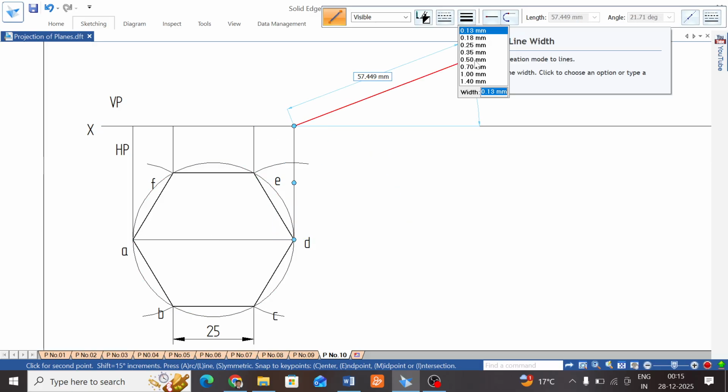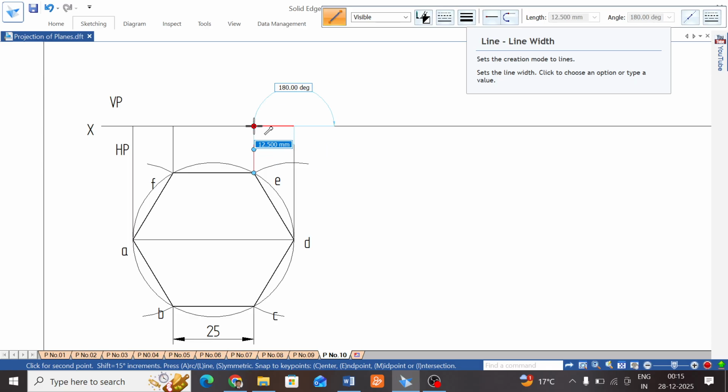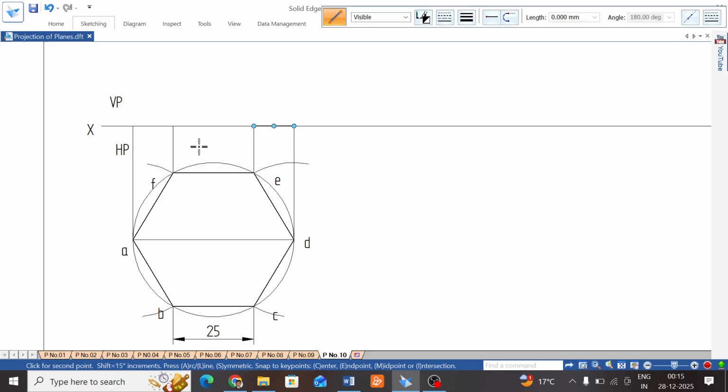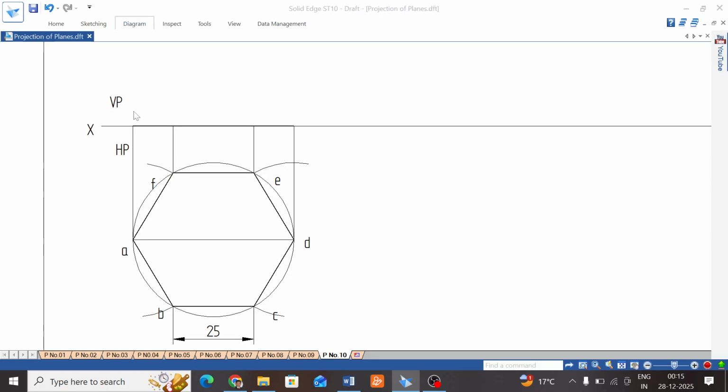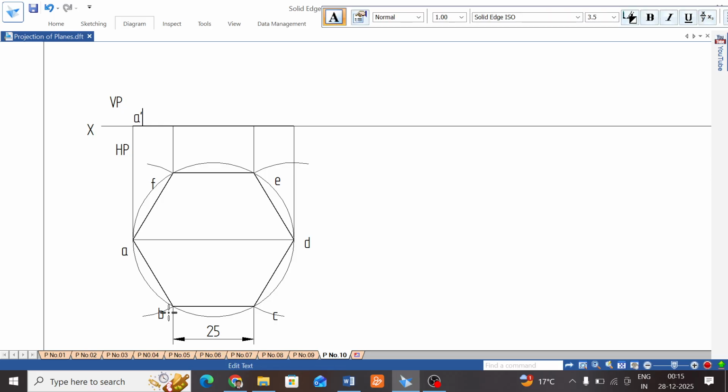Now the front view is a straight line. One line from d dash to e dash, one line from e dash to f dash, and one line from f dash to a dash, and name those front view points. This point above the XY line is a dash. Then b dash visible, f dash within bracket, and c dash visible, e dash within bracket, and the last point is d dash, the reference point.